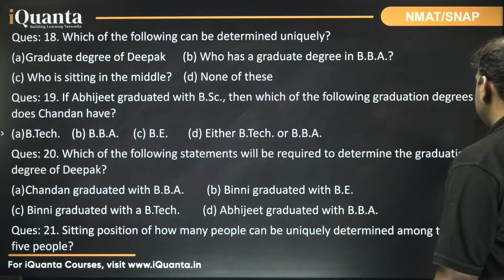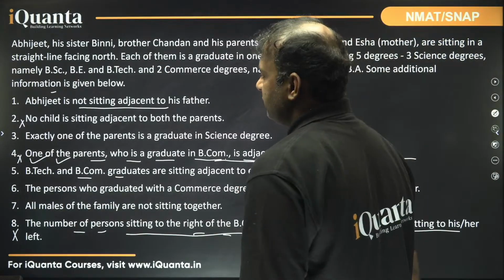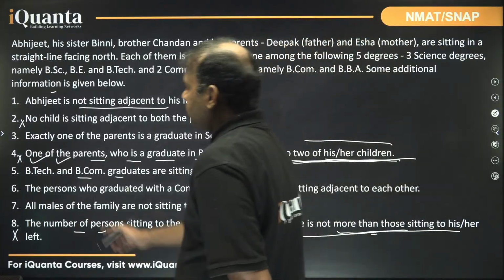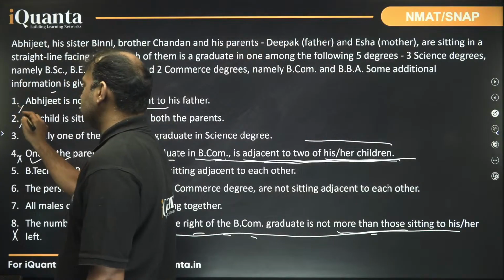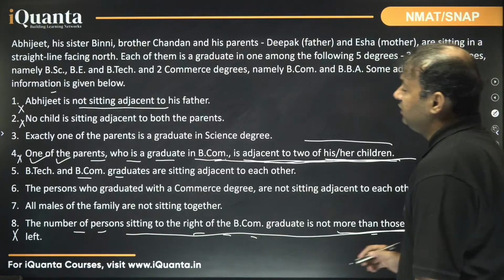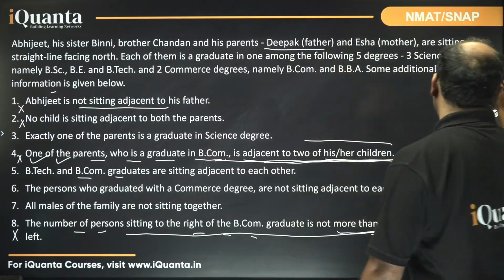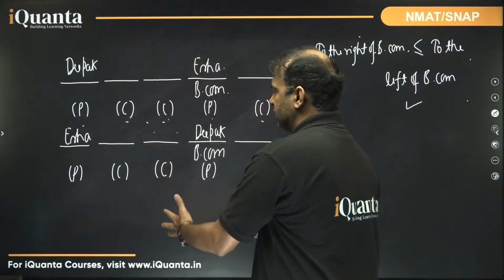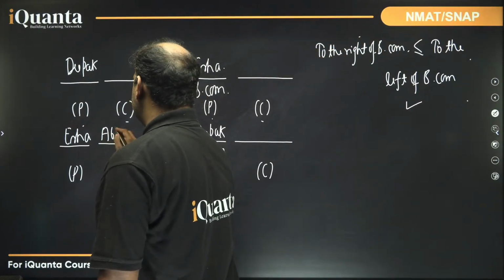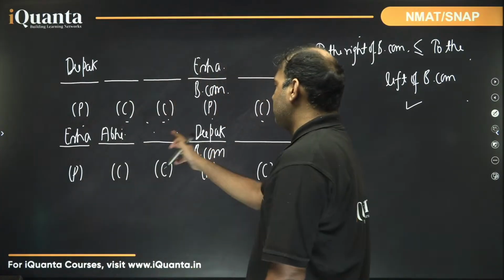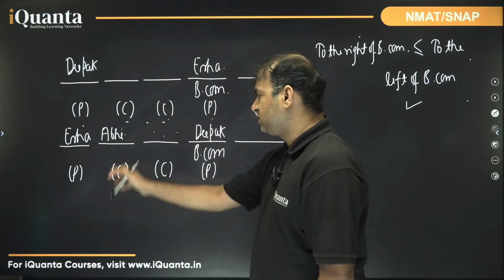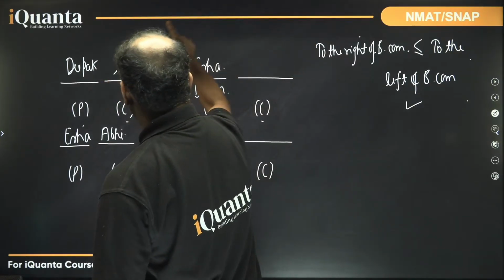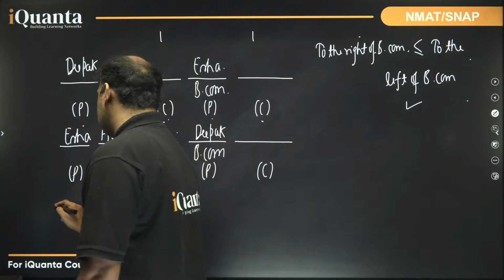Now we also know that one of the parents is graduated in science, but which science, we do not know. I will come to that later. We are going to use this point that Abhijit is not sitting adjacent to his father. By the way, the father of Abhijit is Deepak. So Abhijit is not adjacent to Deepak, simple. In the second case, Abhijit can only be here. This is the only place for Abhijit, because he cannot be adjacent to Deepak. But in the first case, Abhijit just cannot be here, so Abhijit can be here or here as well. So we have to think about both the cases.